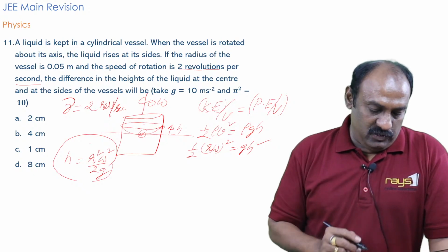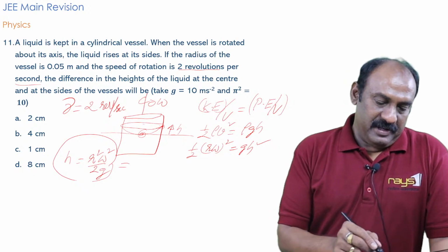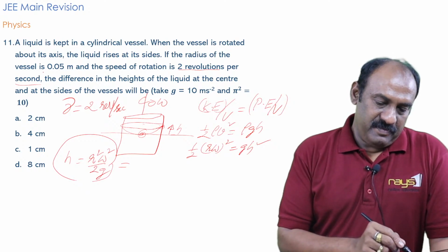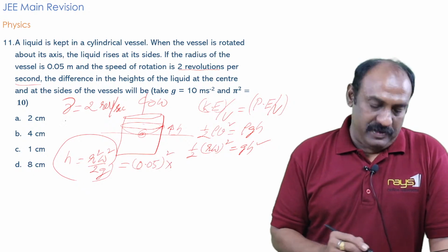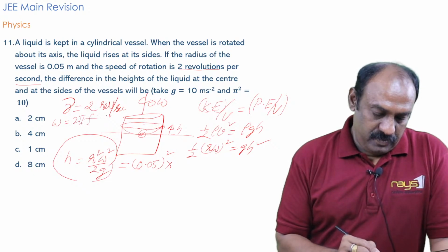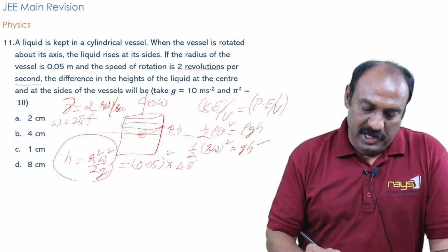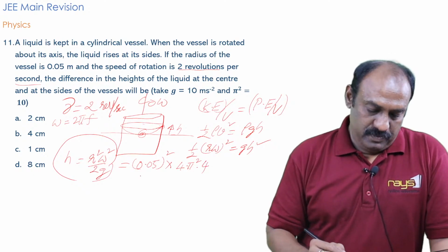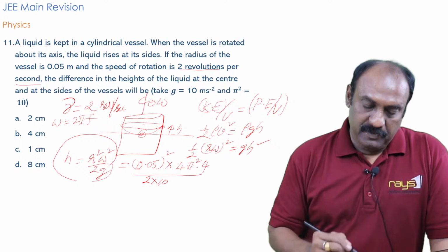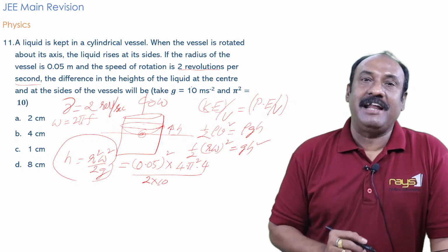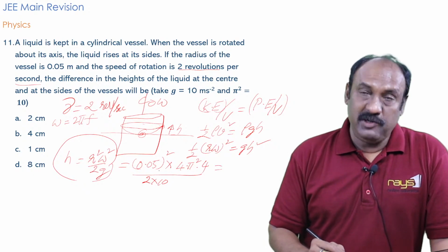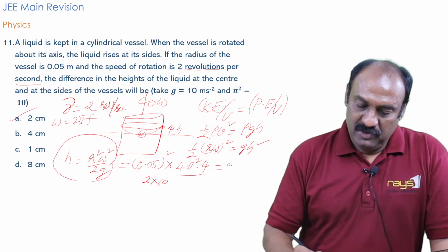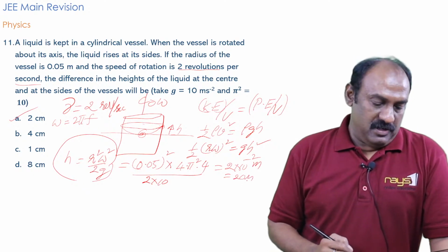So from this you substitute the given data. What is the r value here? Radius is 0.05, whole square, into omega. Frequency, what is omega? 2 pi f. So 2 pi f, it is 4 into pi square into omega square, that is 4 by 2 into g, 10. According to the given data, pi square value is taken as 10. So pi square gets cancelled. So from this it is 16, 16 by 2, 8. That is 2 centimeters, 2 into 10 power minus 2 meters, equal to 2 centimeters, is the answer for question number 11.